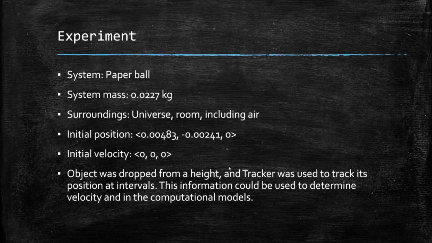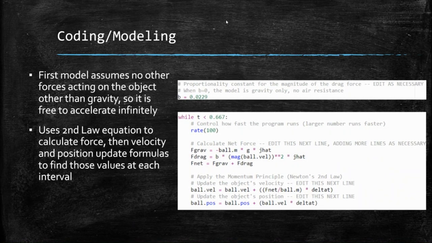Basically, how the experiment went was the object was dropped from a height, and I used Tracker to track its position at intervals, and then used the information to determine the object's velocity, and used the data in the computational models. So there were two models that I used for this lab. The first one only uses the force of gravity and assumes there are no other forces acting on the object other than gravity to counteract it, so it's free to accelerate infinitely.